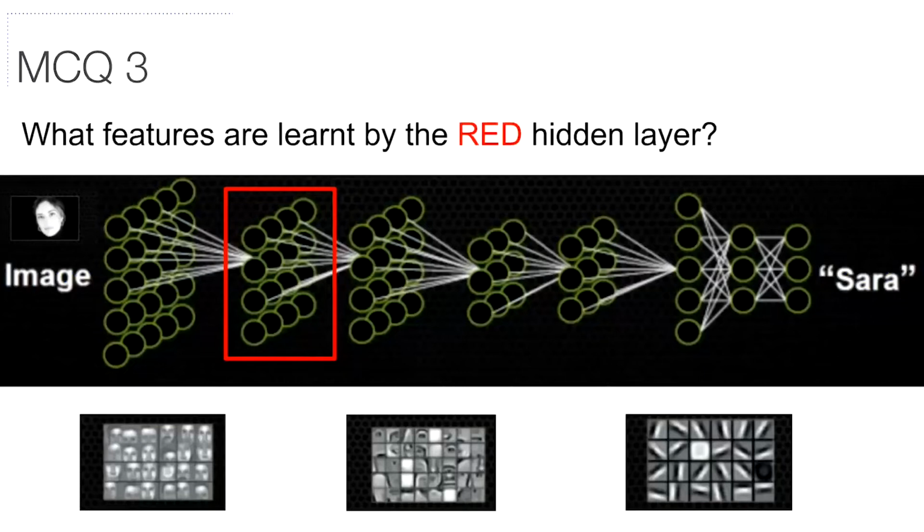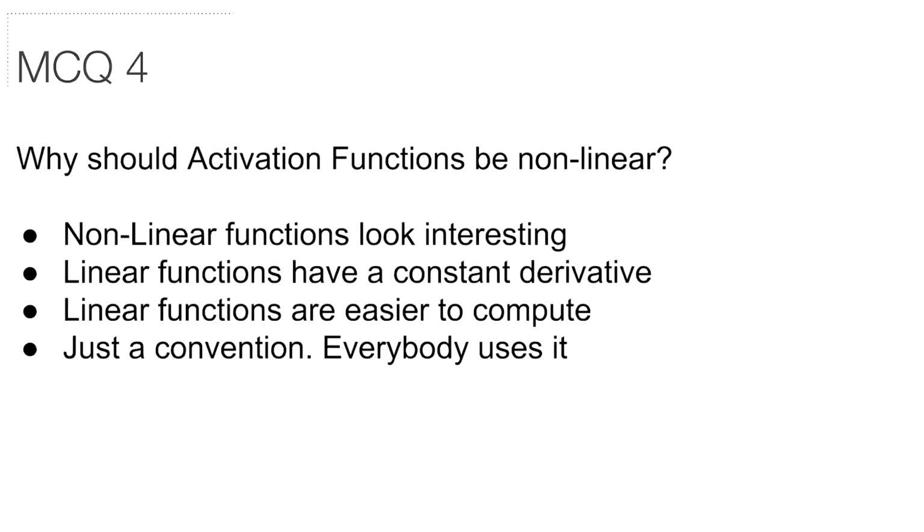What features are learned by the hidden layer on the leftmost? 1, 2, 3. Shout out 1 or 2 or 3. 3. All right, good guess. Why should activation functions be nonlinear? Because it's so curvy, and hence looks interesting. 2? All right, that's correct.